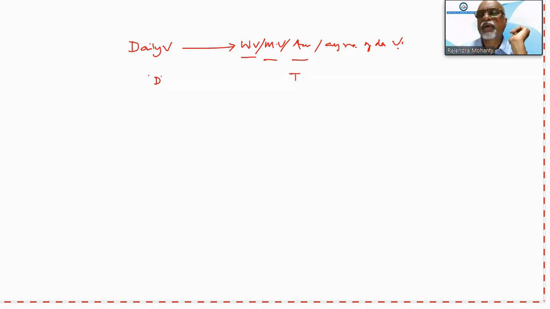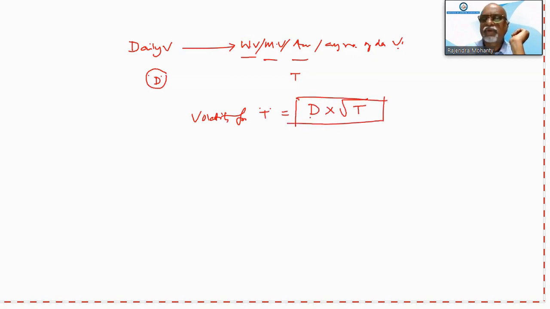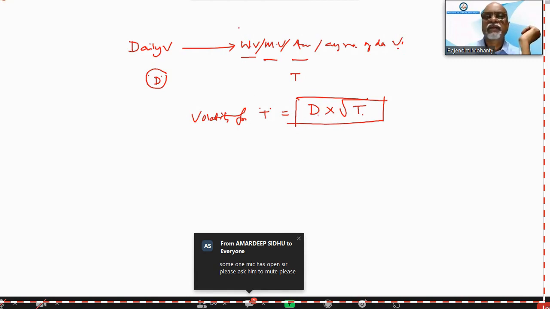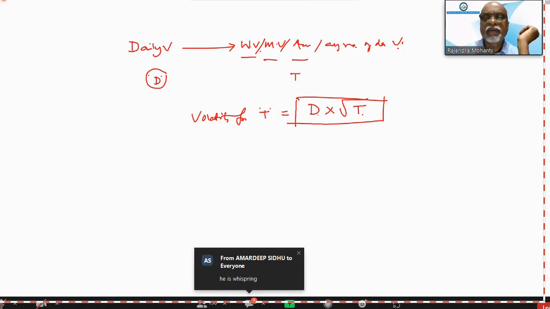Suppose this is T. We want the value of T. So this is the daily volatility number we know, and this is the T. In such cases, we calculate the volatility for the time period T equal to daily volatility multiplied by square root of T. So remember this formula. If we know any of these, either daily volatility or the time period, then we can get the answer, whatever the question is asking. Okay? Is it okay?